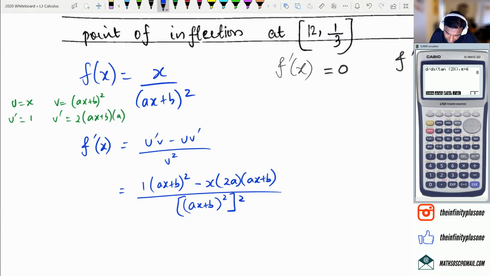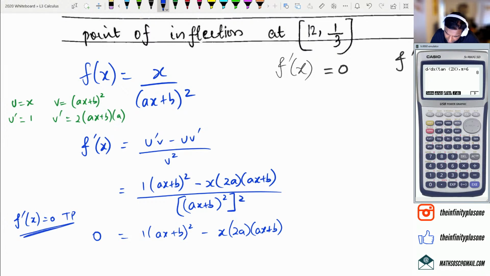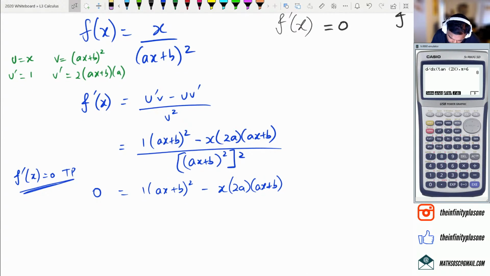So now we know that the gradient is equal to 0. Because it's equal to 0, we can put (ax plus b) squared minus x times 2a times (ax plus b) equal to 0. When we take the denominator to the opposite side, it ends up being 0, so we don't have to worry about it. So we can say f dash of x is equal to 0 for a turning point. That's why I did this. Rearranging, I'm going to get x times 2a times (ax plus b) equals (ax plus b) squared.